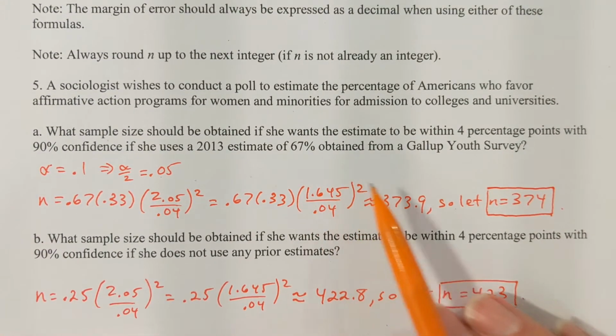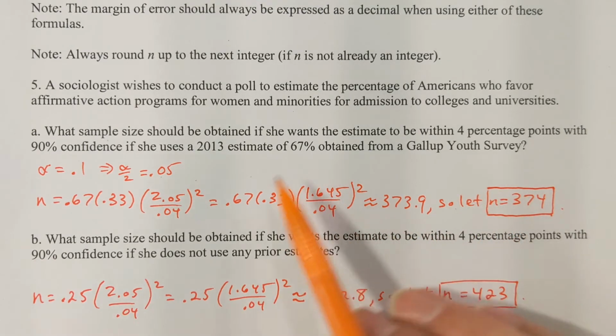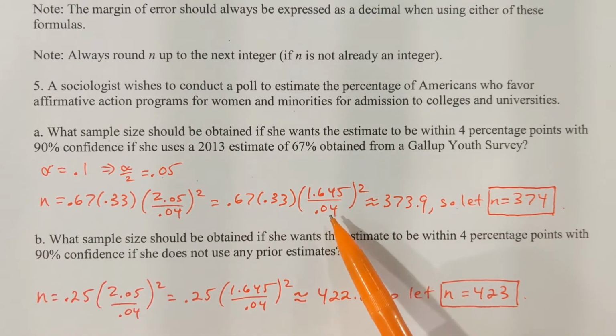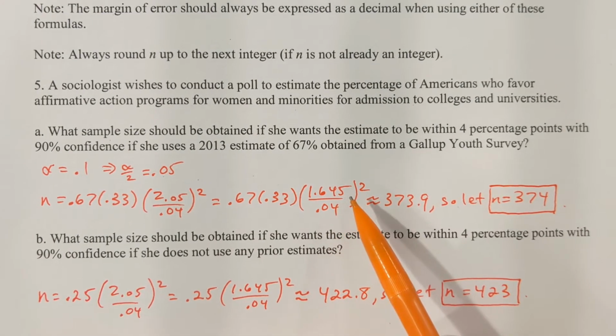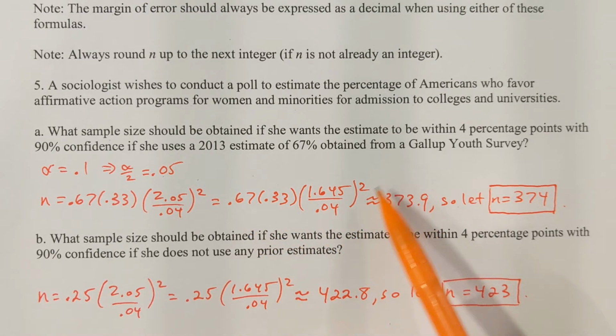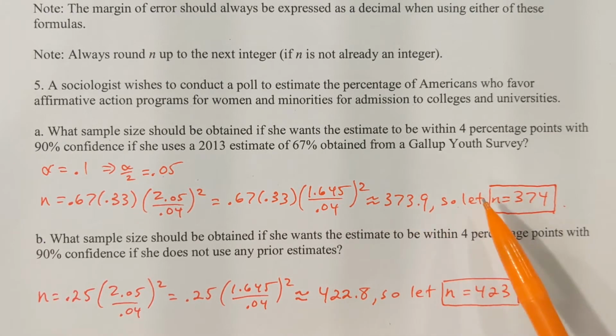Be sure that you're squaring this information. Now everything is plugged in. Okay, and now I would go to the calculator and type in 1.645 divided by 0.04 squared times 0.67 times 0.33, and I was getting roughly 373.9.